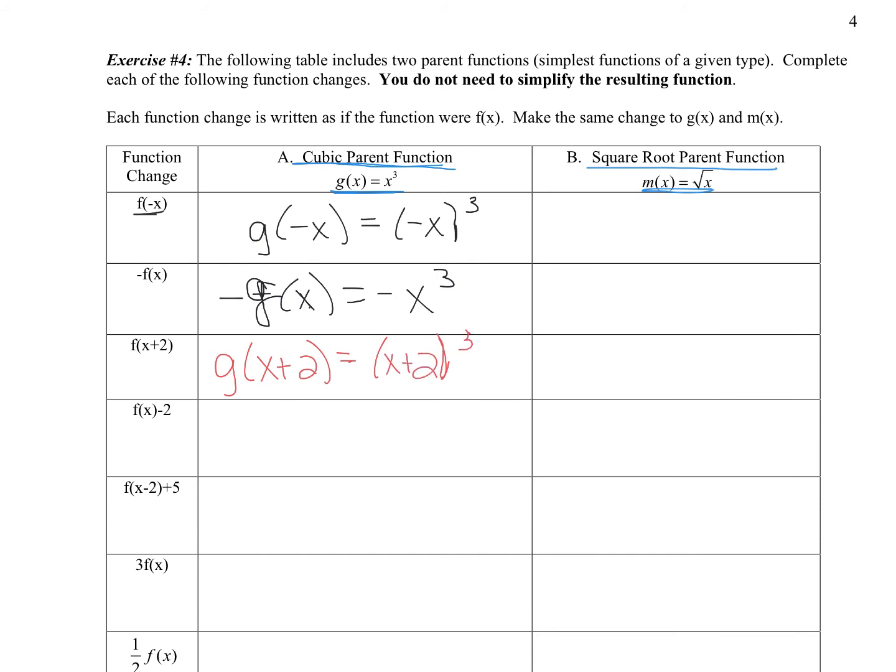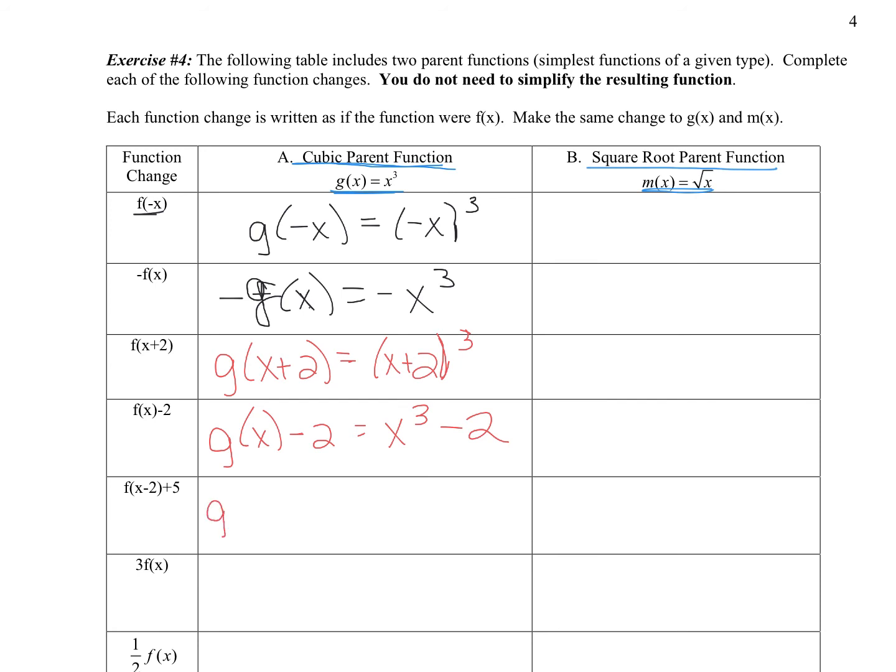No simplifying. The next one is a little different, right? So we have g of x and then we're subtracting 2. So that means I'm going to write my x cubed, my whole function, and then subtract the 2 and put it at the end. The next one is a combination of the two.